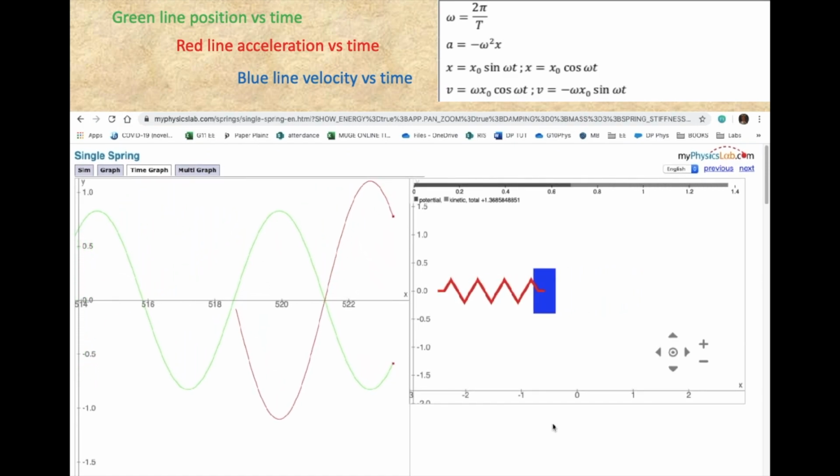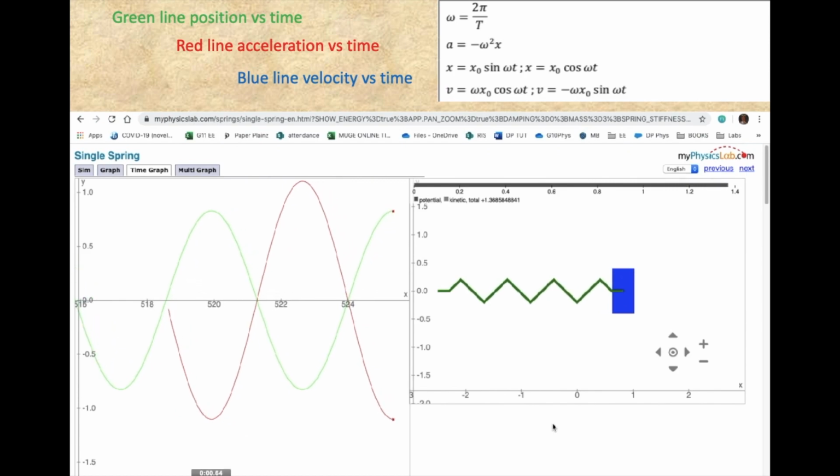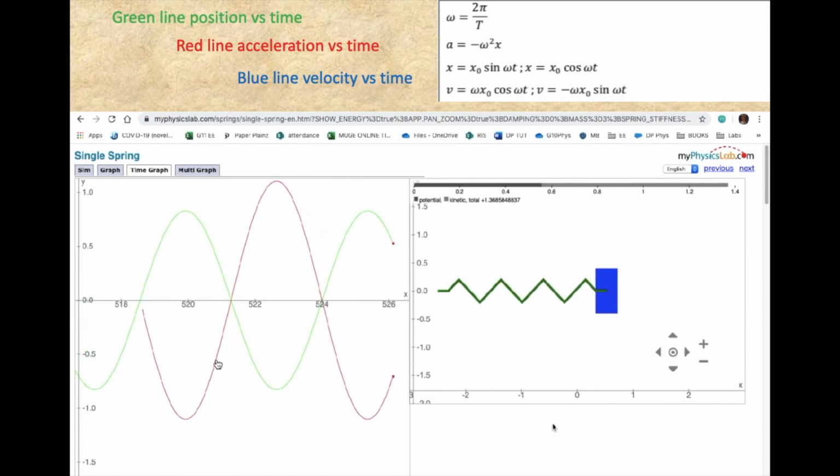Okay, see, this is where I added the acceleration function. I'm going to pause and explain. Please see when the position is 0, acceleration is also 0. Here and again over here. When position is positive maximum, the acceleration is negative maximum, and vice versa.